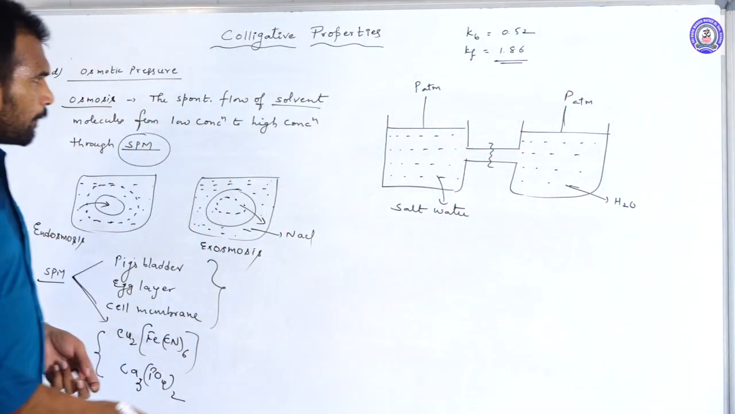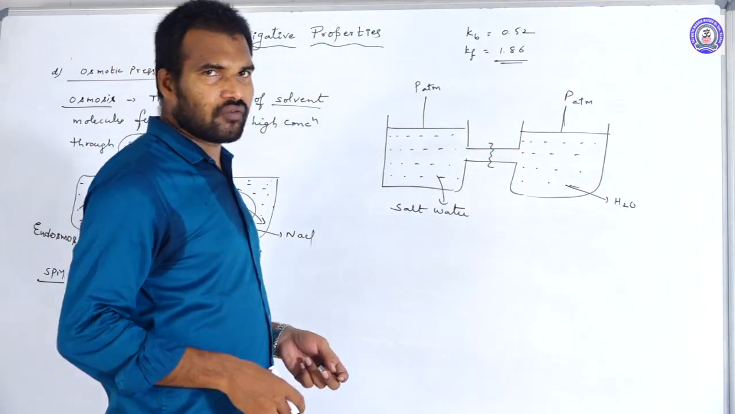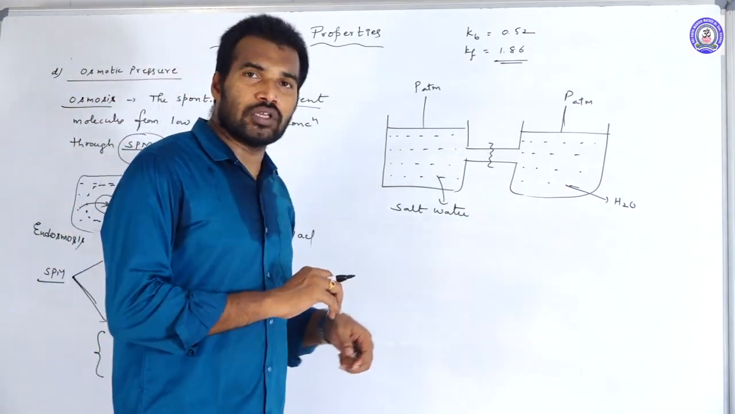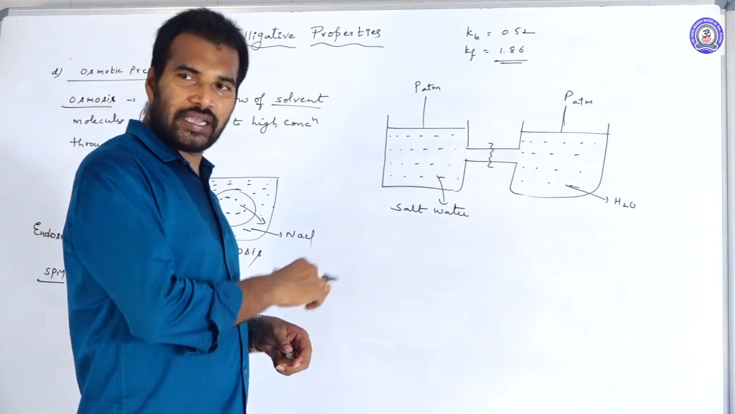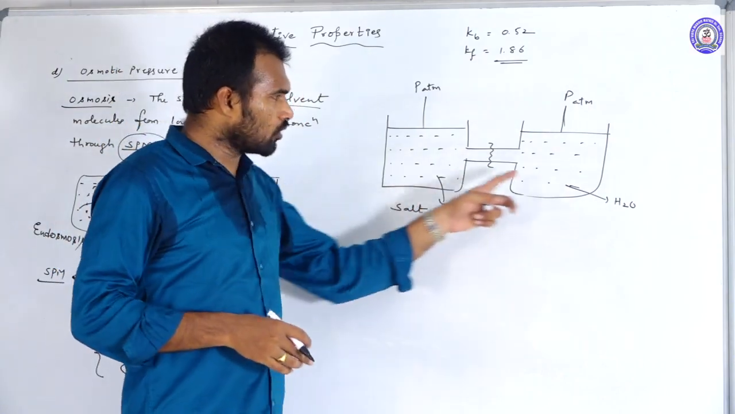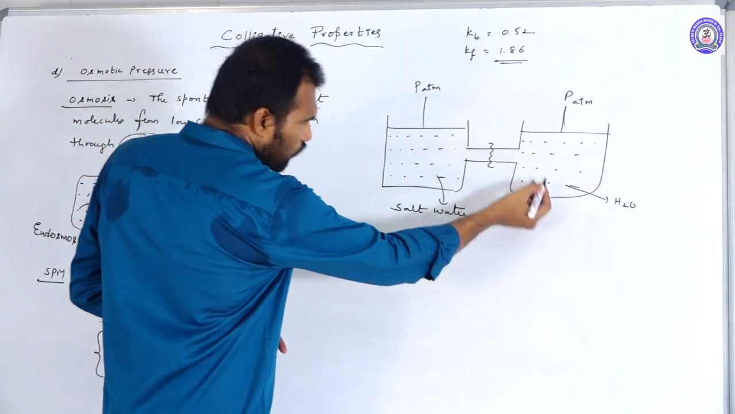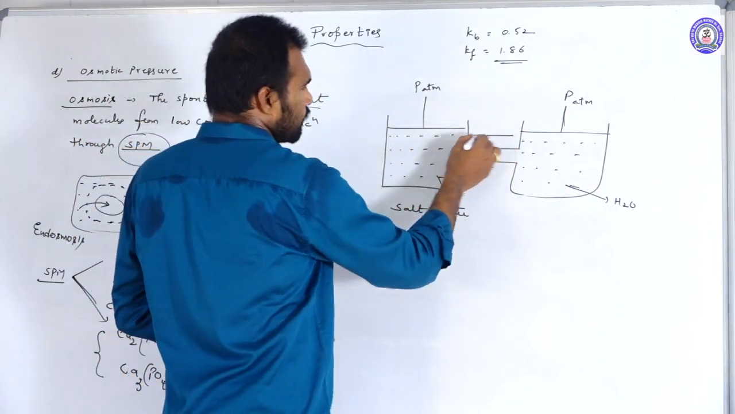Now tell me, from where to where does the movement of molecules take place? According to osmosis, the solvent molecules move from low concentration to high concentration. When you compare salt water and water, water has the lower concentration. So definitely the water molecules are moving from right side to left side.